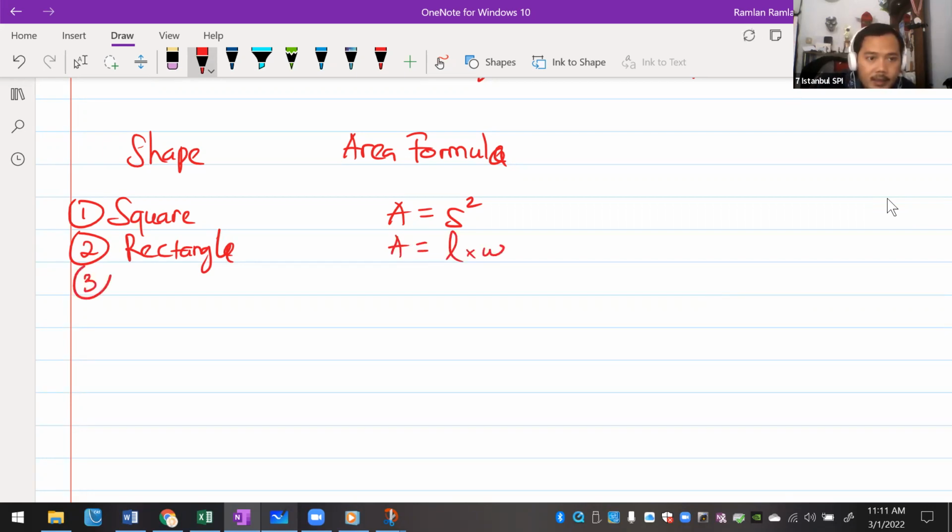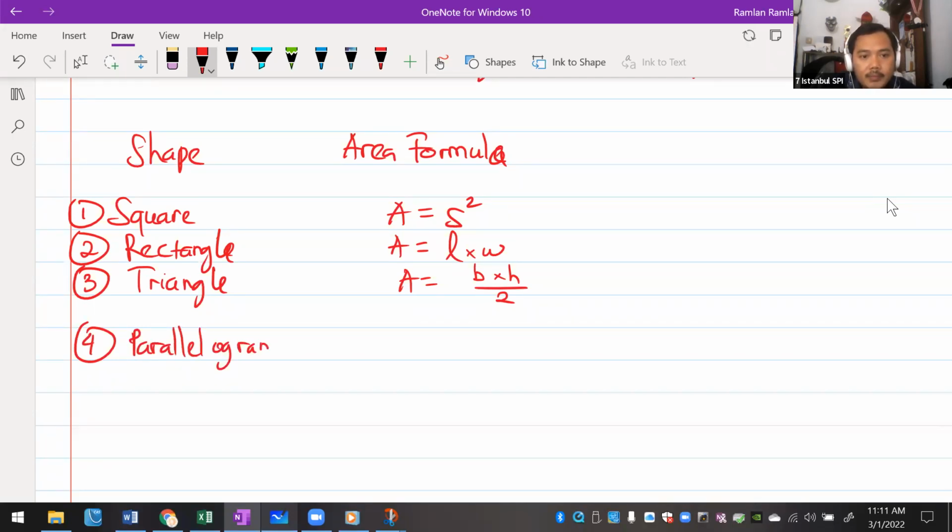Okay. Number 3, I'm going to write down triangle. The area will be base times the height, divided by 2. Okay, number 4, we have parallelogram. And the area is the same, base times height. Okay, number 5, we are going to have trapezoid.